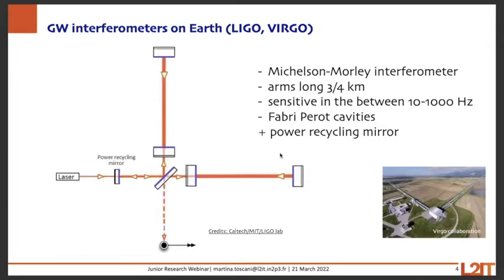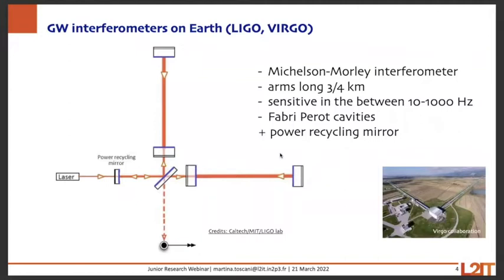Just let me spend a few words on how we are able to see these objects. Currently on Earth, we have a network of 3 gravitational wave interferometers, which are LIGO, located in the US, Virgo, located in Italy, and lately there is also a new one, which is KAGRA, located in Japan.